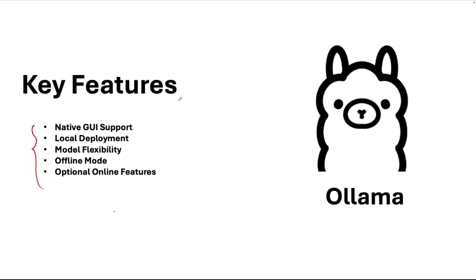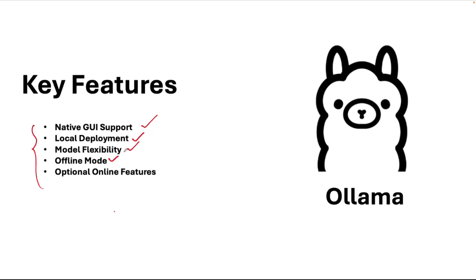Number one is native GUI support. So Ollama offers intuitive graphical user interface for Mac OS and Windows, simplifying the process of interacting with LLMs. And then, of course, this is the most important, local deployment. So you can run AI models directly on your machines, eliminating the need for constant internet connectivity after setup. And then the model flexibility. So easily pull and switch between various LLMs supported by Ollama.